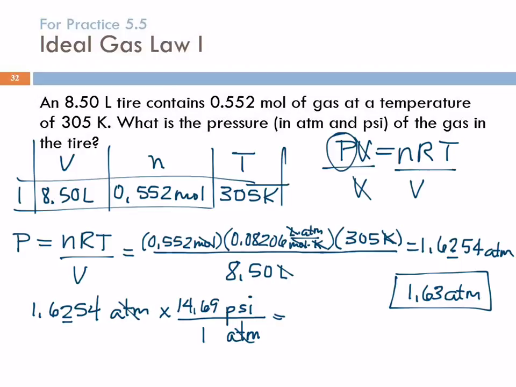Now, this is a final answer. How many significant figures should it have? 3. Because this one only had 3. This has got 4, so it's not going to limit anything. So would it have been okay if you used 14.7? It would have been okay, yeah. I like 14.69 better.